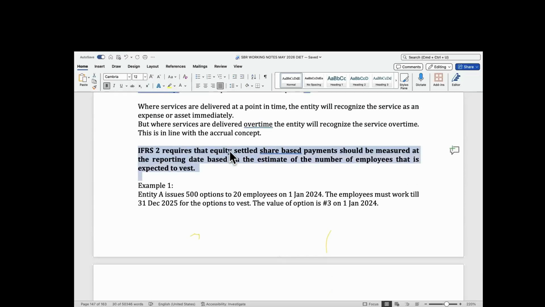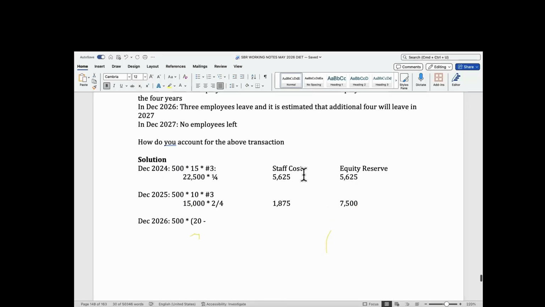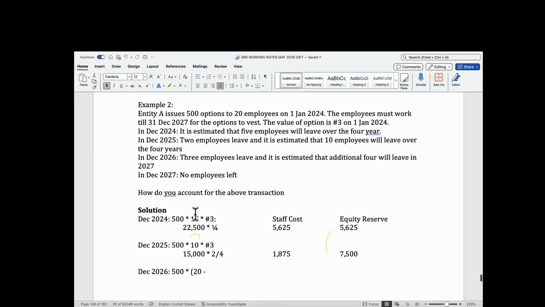IFRS still requires that equity-settled share-based payment should be measured at the reporting date based on the estimates of the number of employees that is expected to vest. That's the secret to all of this. So that's why in year one, I only provided for 15, because based on the information I have in 2024, 5 will leave over the 4 years.